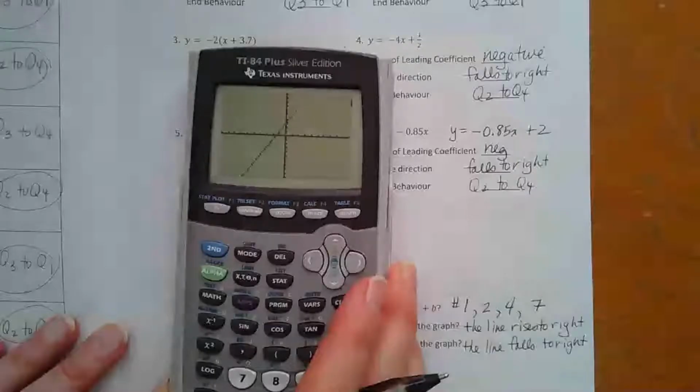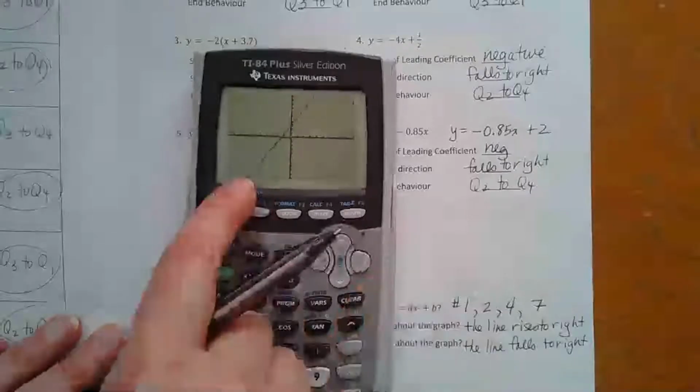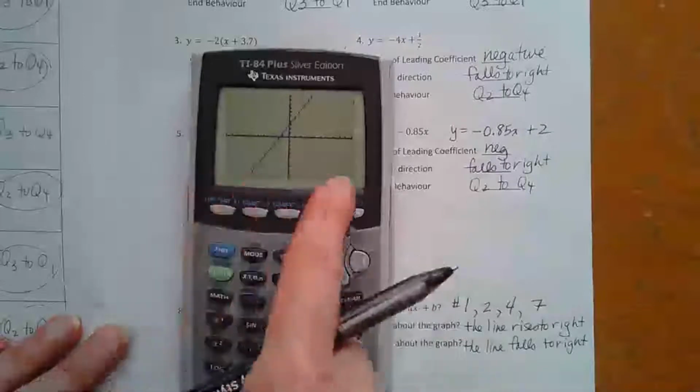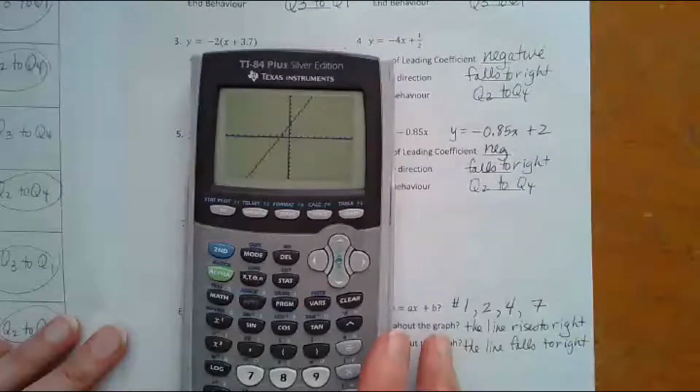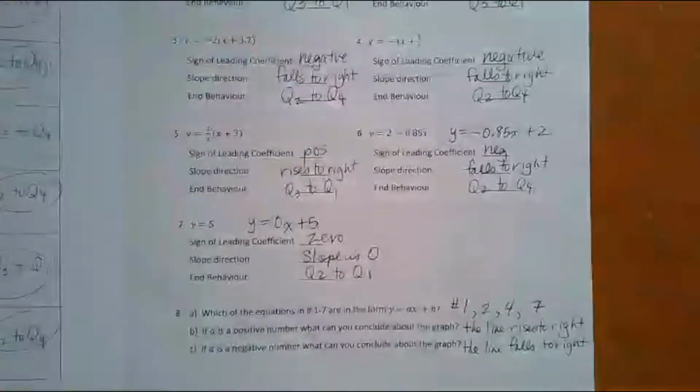So as we move across the screen or across the page, what does the line do? Well, as I move from this side of the line to the other side of the line, it's rising, right? We read left to right.